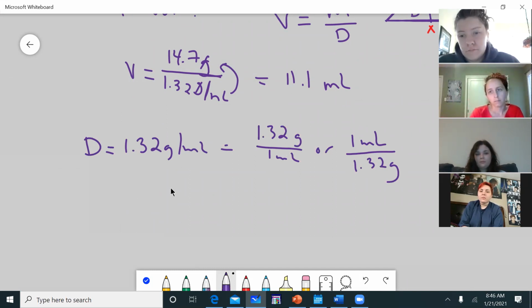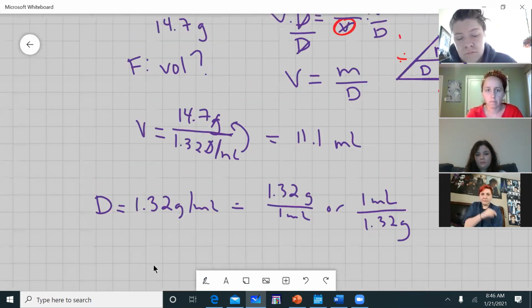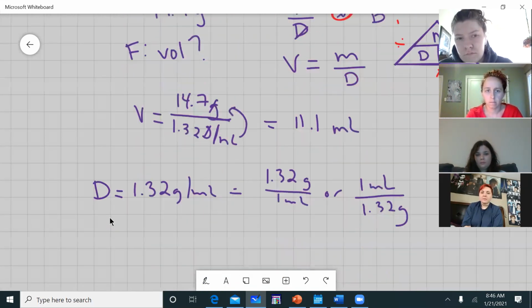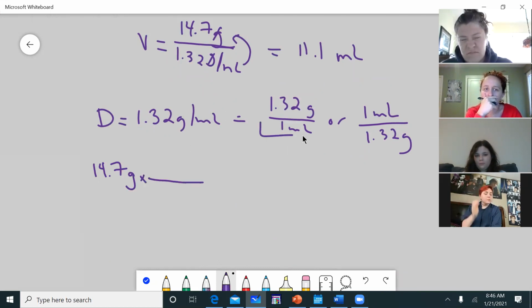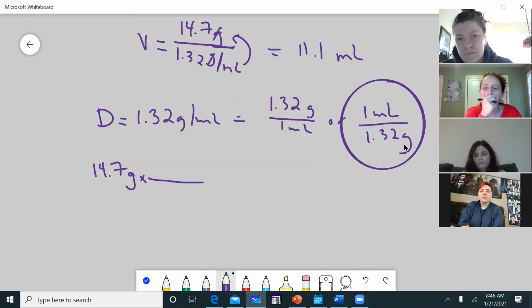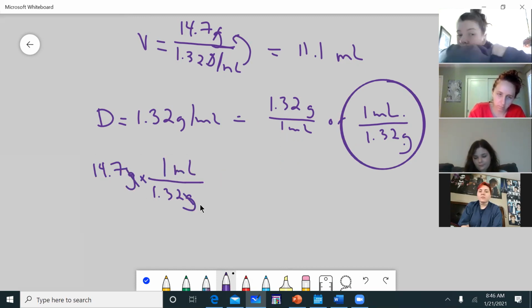Okay, so one way you can solve it is take your given information, which is this 14.7 grams, and then arrange it in dimensional analysis using the density as a conversion factor. So I don't want to use that one. I want to use this second one, right? Because I want grams to go away and I want milliliters to stay. So the 1.32 gram goes on the bottom, and that's for every 1 milliliter. The unit of gram will cancel and you'll be left with just units of milliliters.